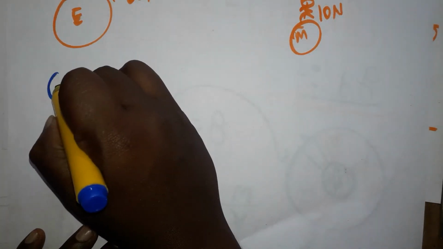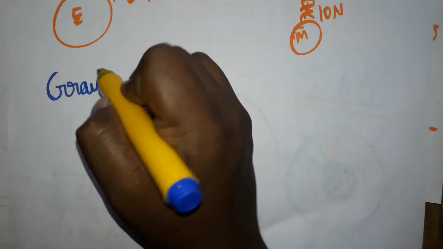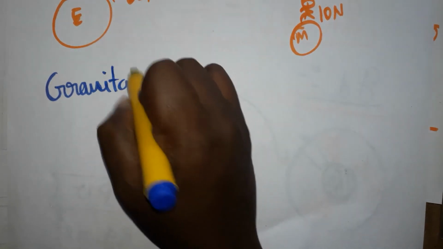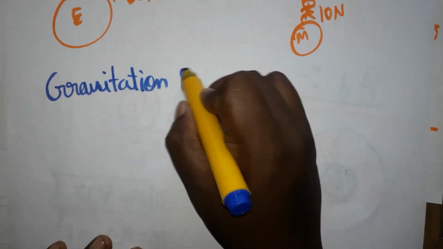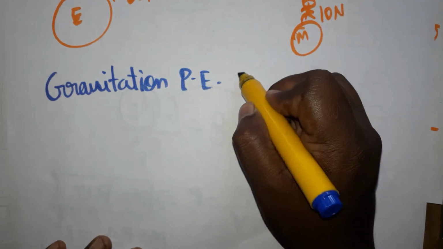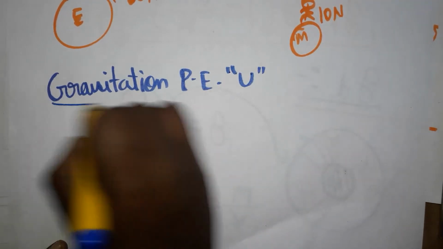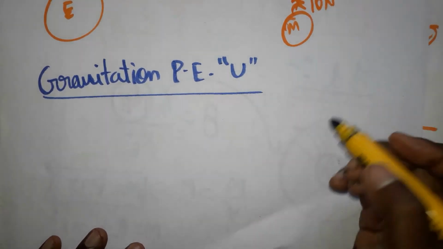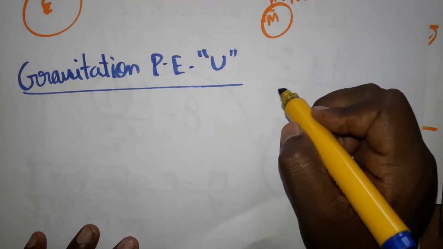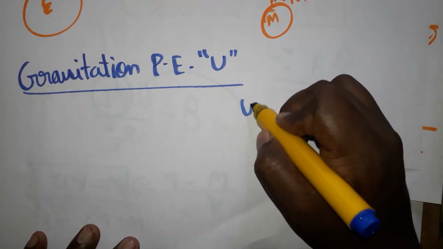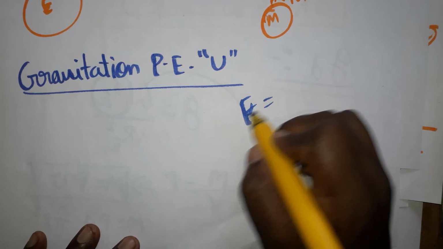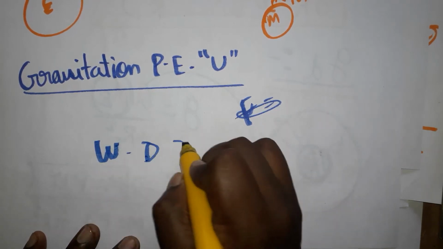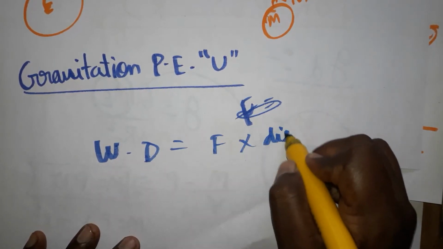We are going to discuss gravitational potential energy and gravitational potential. For gravitational potential energy we can use the symbol U. It is the energy stored by an object on the earth surface. First I'll give a simple trick for how to find the equation. Work done is equal to force into displacement. It's a very simple trick.